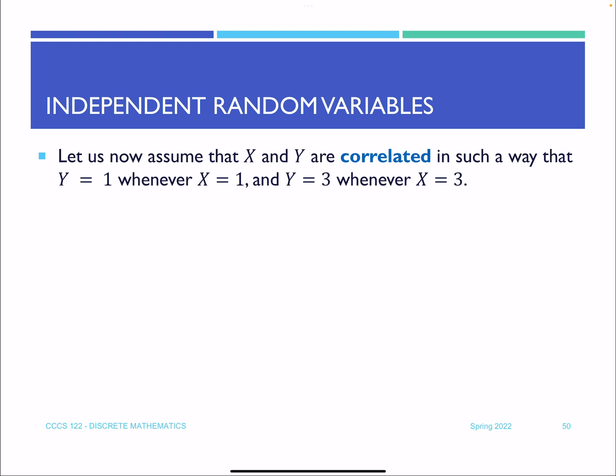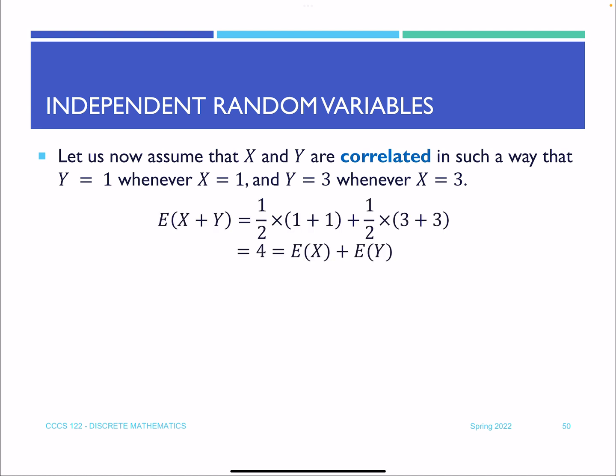Now let's assume that x and y are correlated in such a way that y is 1 when x is 1, and y is 3 whenever x is 3. That means the expected value of x plus y is, well, when x is 1, y is 1, when x is 3, y is 3. Only 2 possible cases. There's no situation in which x can be 1 and y can be anything different, like 3, or when x can be 3 and y can be 1. So there are only two possible cases here.